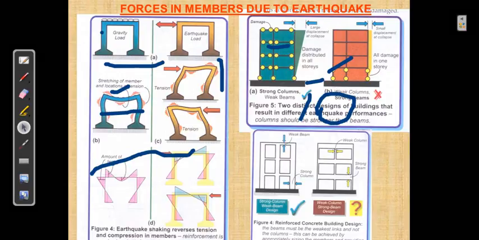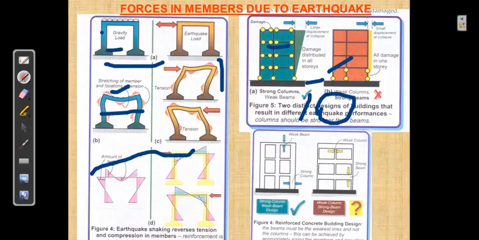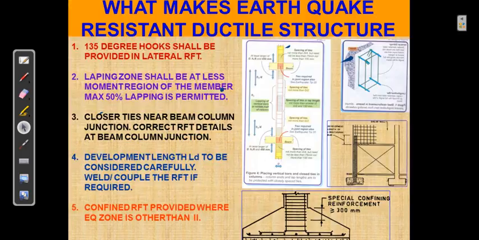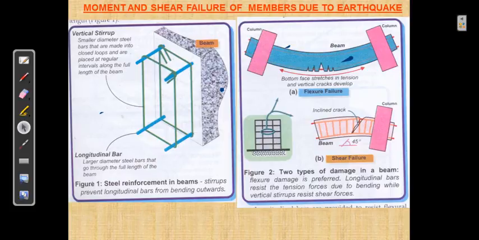Forces in members due to earthquake. See, this is a gravity load and the earthquake load, and this is the structure member. This one is tension, and this is also tension. So this is the reverse tension and compression in members. This one is the weak beam and this one is the column. This one is shear failure of members due to earthquake. See, column, beam, like that, flexure in beams, shear failure like that.